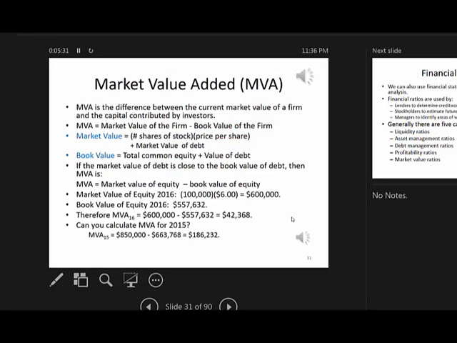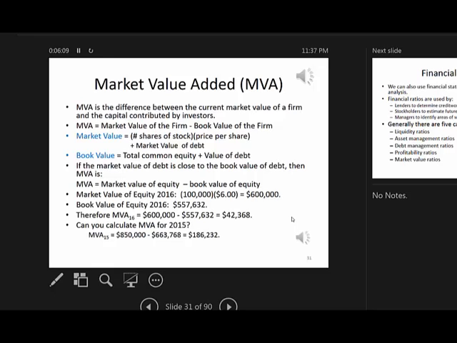The market value added, MVA, is the difference between the current market value of a firm and the capital contributed by its investors. So MVA is calculated as the market value of the firm minus the book value of the firm. Market value of the firm is the total market value of its common equity and the market value of its debt. So it's calculated as the number of shares outstanding of its stocks multiplied by the stock price per share plus the market value of its debt.